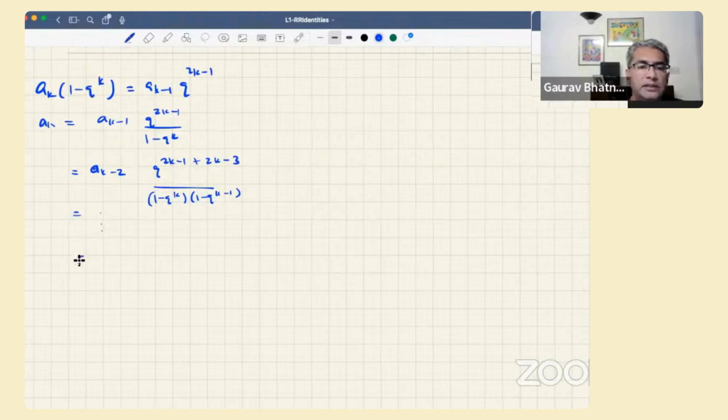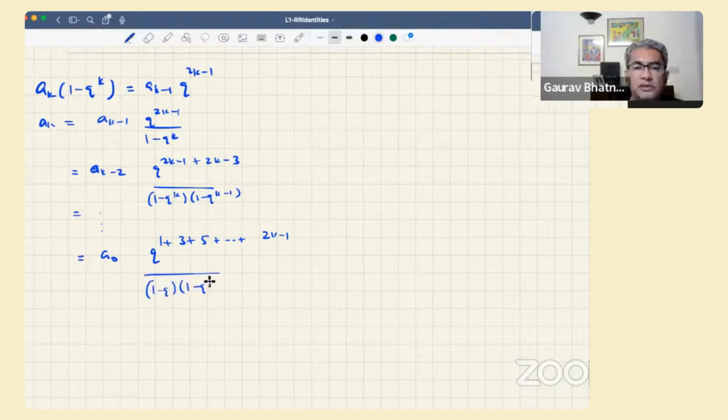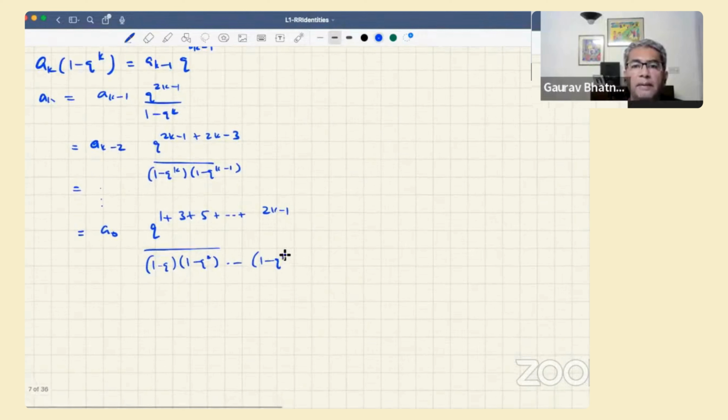And you keep doing this till you reach a_0, and you get q^(1+3+5 up to 2k-1) over (1 minus q)(1 minus q squared) up to (1 minus q^k). So just notice that it's k minus 1 here, so it's k here. So it's a_0, so you get 1 minus q over here. And the connection here, k and 2k minus 1: when k is 1, you will get 2 times 1 minus 1, which is 1. Right, and this is easy to see that the sum of the odd numbers is k squared.